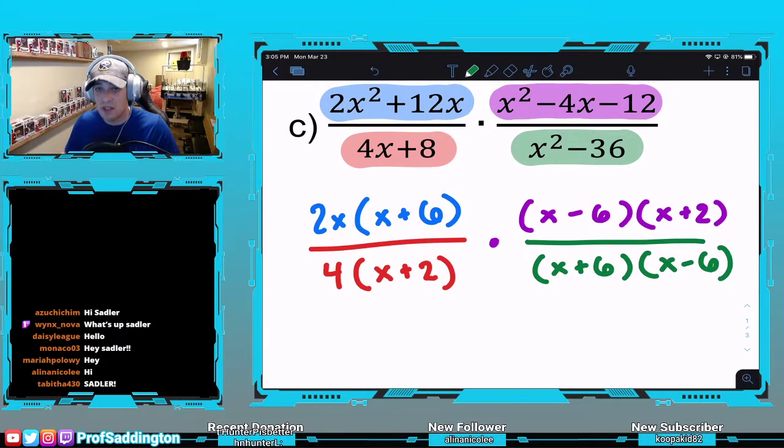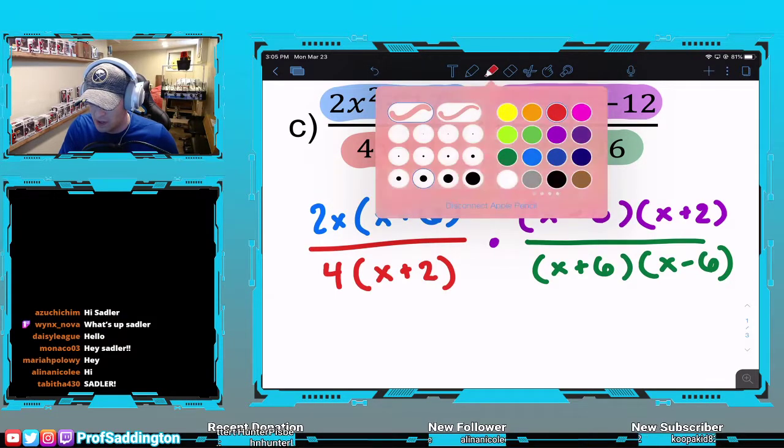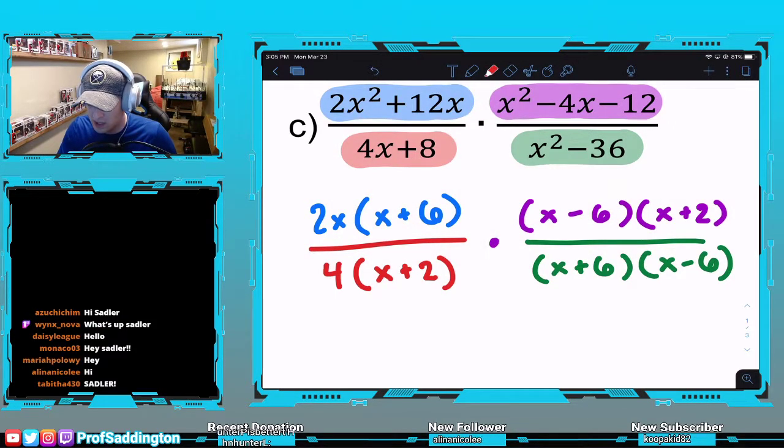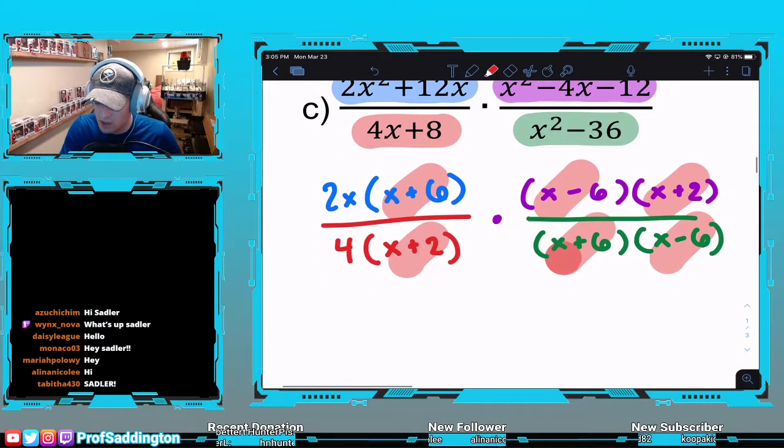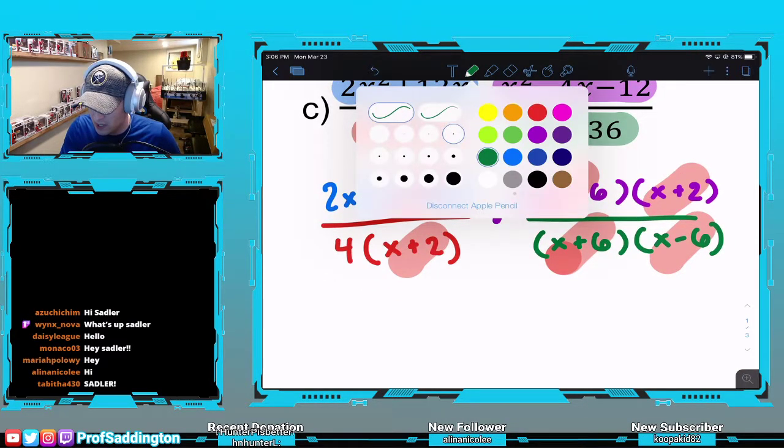So again, this lesson was from last Monday. What we did is after we factored everything down, we just checked to see if there was anything on top and bottom that could be canceled out. So now all I'm going to do is go through and see if there's anything that's the same. I can see that there's an x plus 6 on the top and an x plus 6 on the bottom. So those cancel out, they're gone. I have an x minus 6 on top and an x minus 6 on the bottom. Those are gone. I have an x plus 2 and I have an x plus 2. Those are gone. So that means we are just left with 2x over 4.